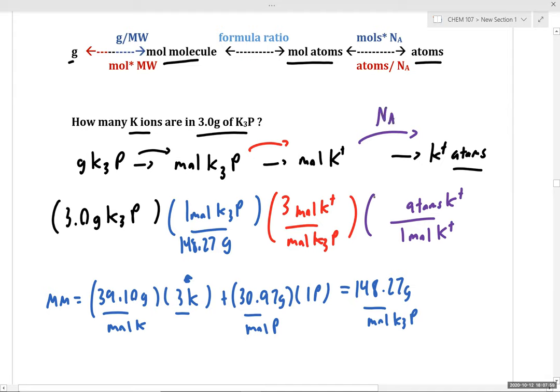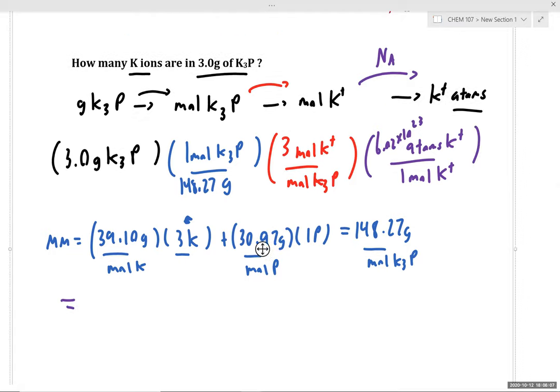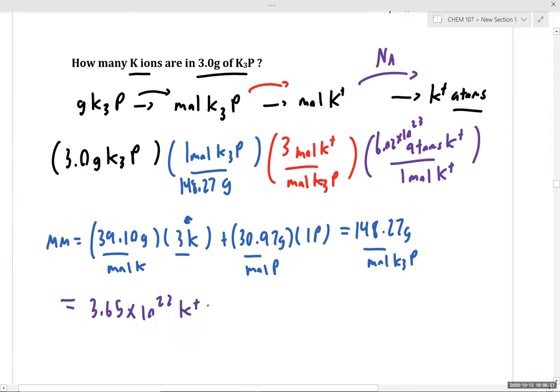Avogadro. Yep, Avogadro's number, which is 6.02 times 10 to the 23rd atoms per mole, just like a dozen. So we punch this into our calculator. So we have 3.0 over 148.27 times 3 times 6.02 EE23. And that in turn gives us 3.65 times 10 to the 22nd potassium atoms that we then round to 2 sig figs, which is 3.7 times 10 to the 22nd potassium atoms.